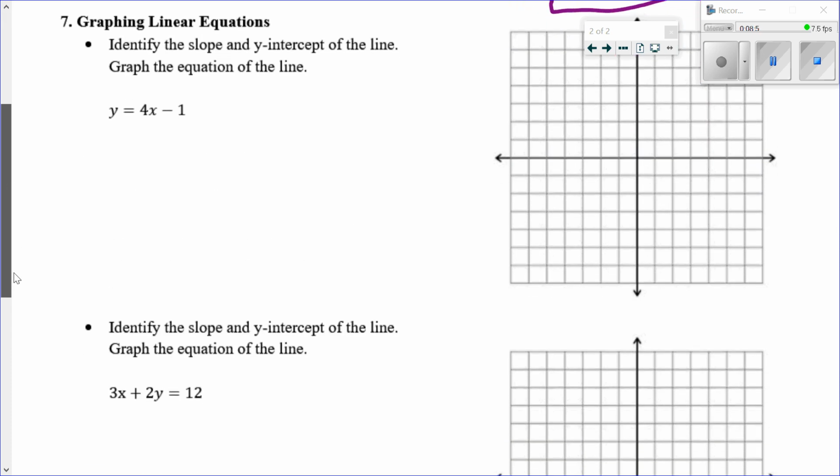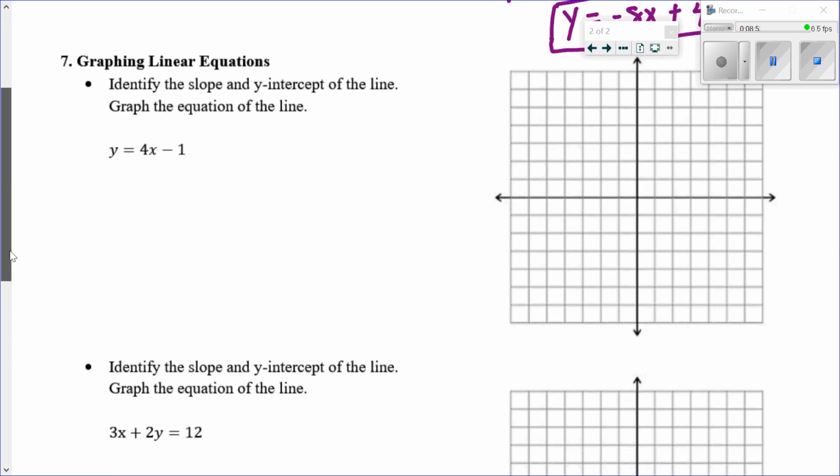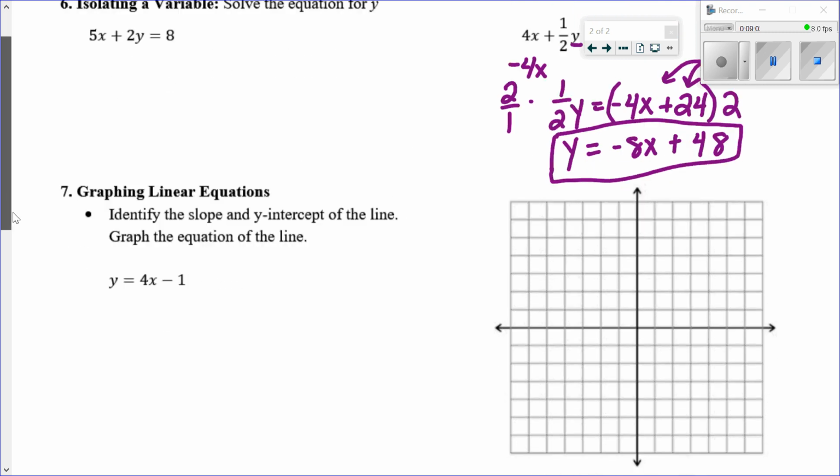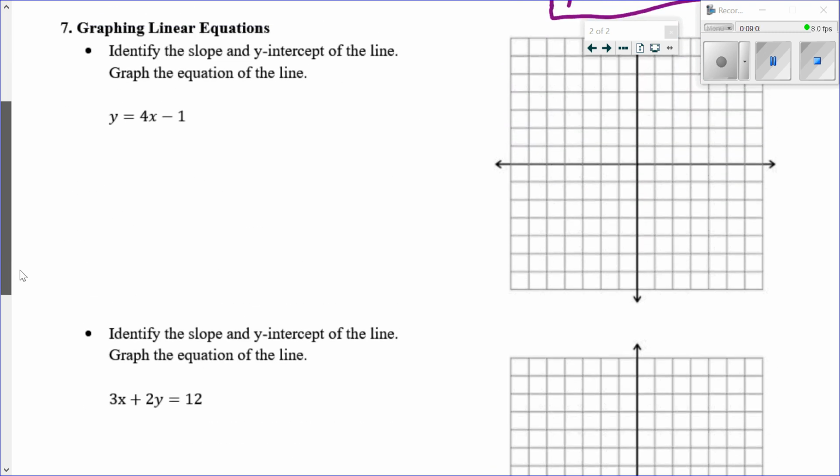Okay. Next thing we have over here, we're just going to graph it. It says graphing linear equations: identify your slope and your y-intercept of the line, then graph the equation of the line. If you look over here, I have my equation, and it mimics y equals mx plus b. Slope is your m, y-intercept is represented as b.